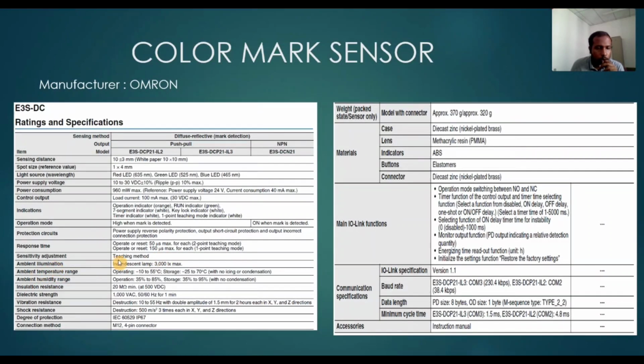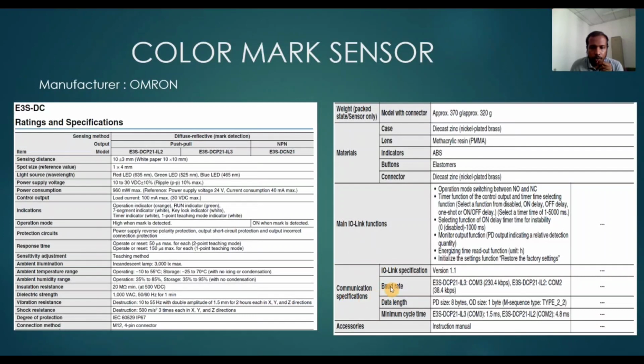The ambient illumination is incandescent lamp. Ambient temperature range when operating is -10 to 55 degrees Celsius. The humidity range is 35% to 85%. The dielectric strength is 1000 VAC. Insulation resistance is 20 mega ohm. Shock resistance is 50 meter per second square. Degree of protection is IEC 60529 IP67. Connection method is M12 4-pin connector. The materials are: case is zinc, lens is methacrylic resin, indicator is ABS, button is elastomers, connector is zinc.